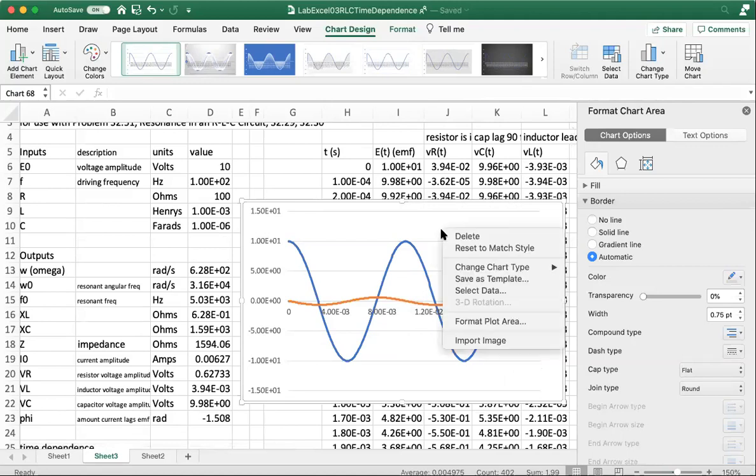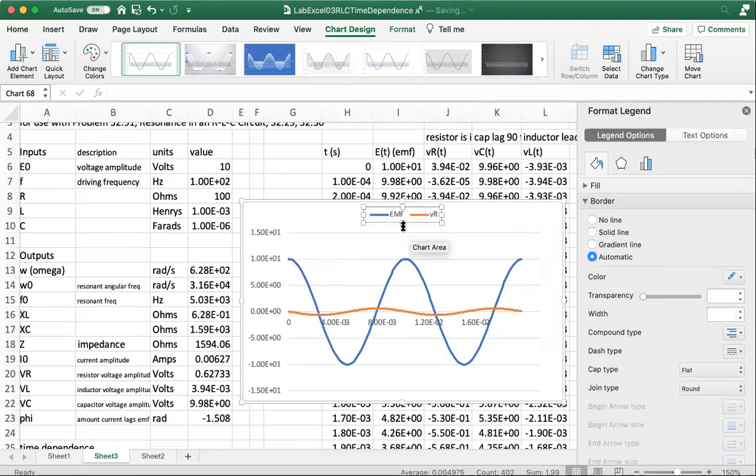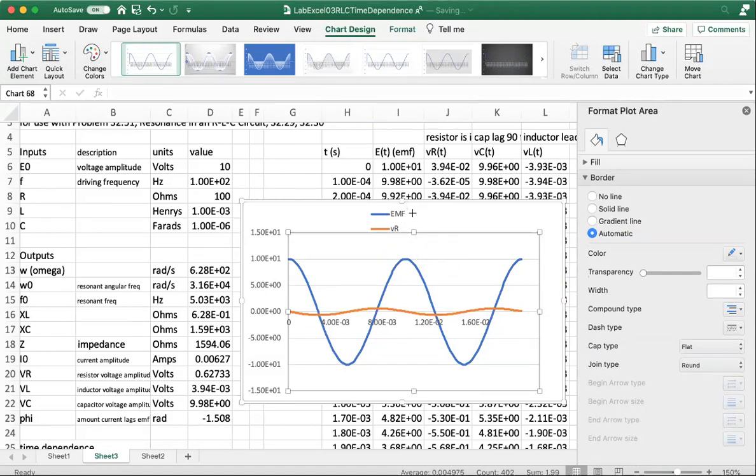I want to insert a legend. So what I'm going to do is go to chart design. Over here on the upper left, there's add chart element. And so here there should be legend. There we go, legend. Okay, so here's my legend. EMF is the blue. The resistor voltage is orange.